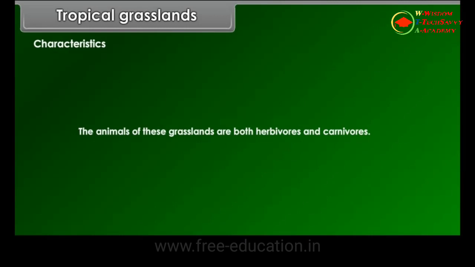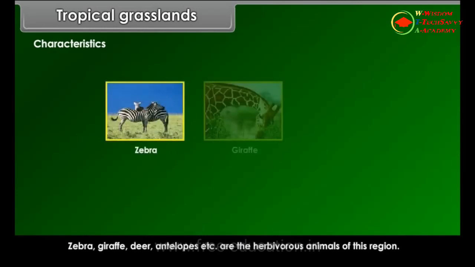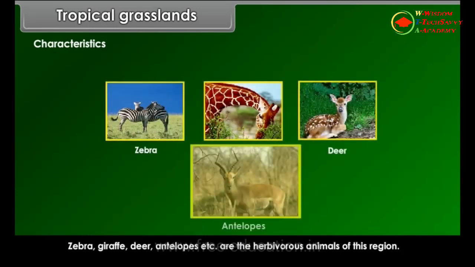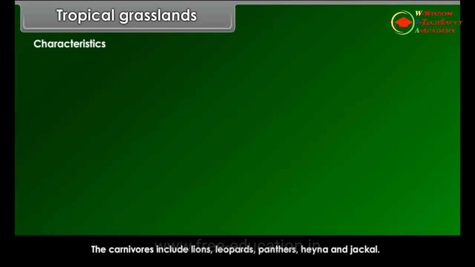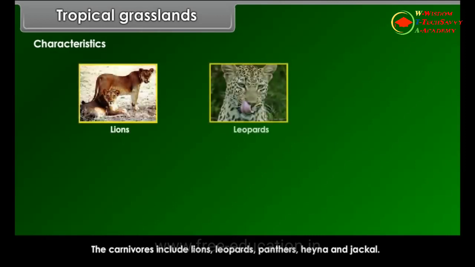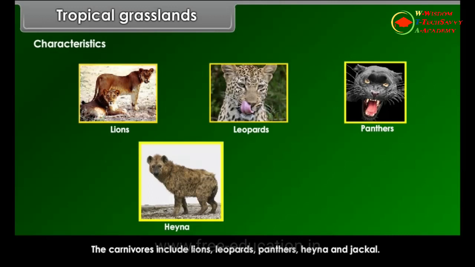The animals of these grasslands are both herbivores and carnivores. Zebra, giraffe, deer, antelopes, etc. are the herbivorous animals of this region. The carnivores include lions, leopards, panthers, hyena and jackal.